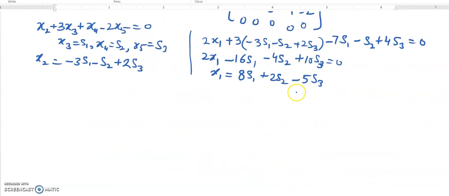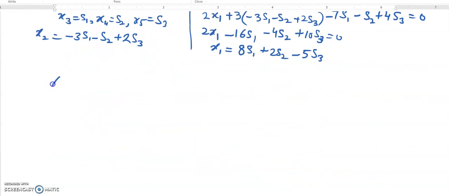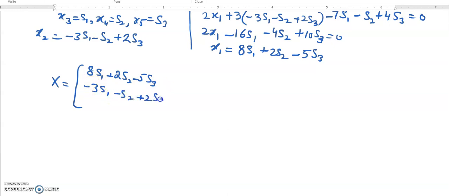So we can represent the solution for x as x1 is 8 s1 plus 2 s2 minus 5 s3, and x2 is minus 3 s1 minus s2 plus 2 s3, and x3 was s1, x4 was s2, x5 was s3. So this was the solution.